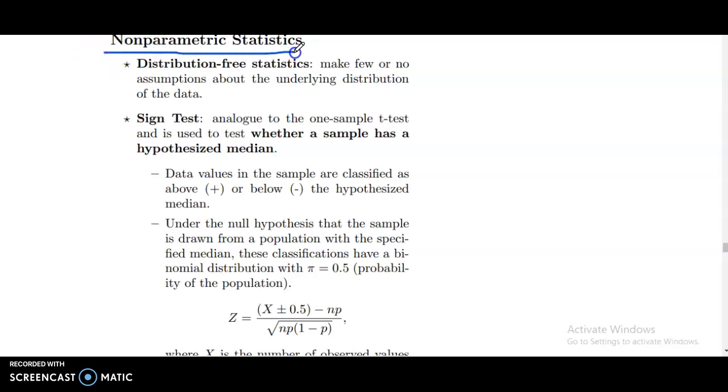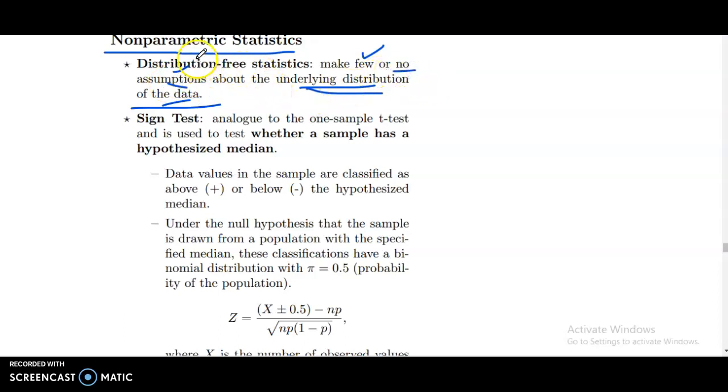Non-parametric statistics have already been discussed in the last video also. Under non-parametric statistics, distribution-free statistics make few or no assumptions about the underlying distribution of the data. Distribution free means making few or no assumptions about the underlying distribution of the data. No assumptions. This is a very important point.